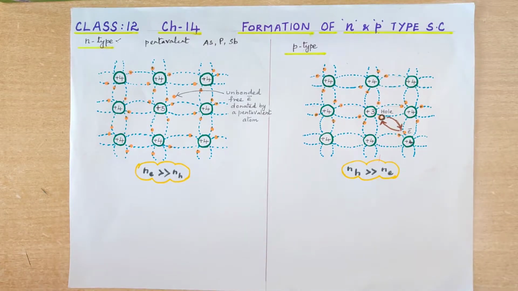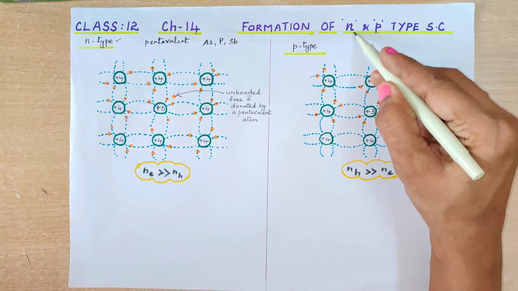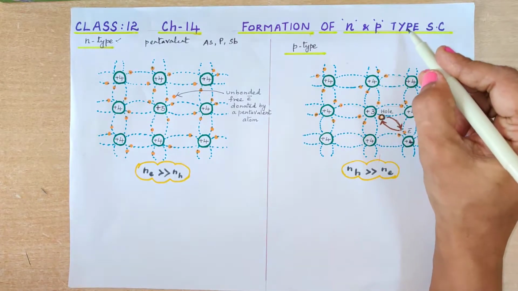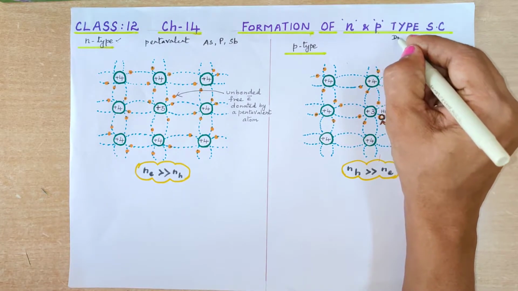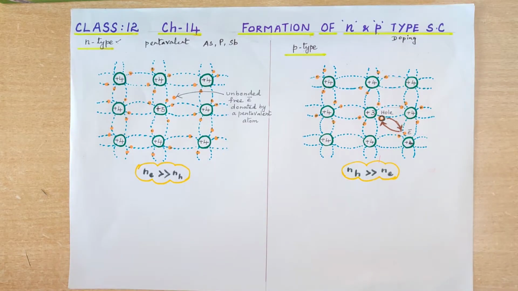Hello students, in this video we are going to learn about formation of N-type and P-type semiconductors. These semiconductors are prepared by the process called doping, which we have already learnt in the previous video for introduction of semiconductor devices. Doping is a deliberate process of adding impurities in order to increase the conductivity of intrinsic semiconductor.